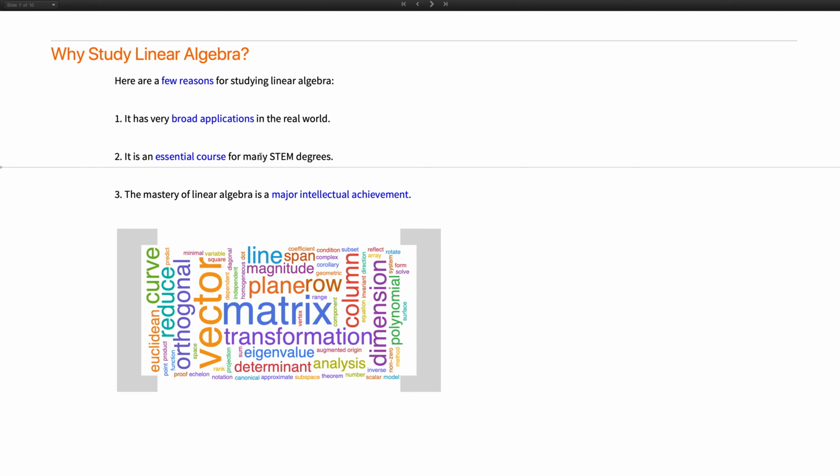Now, even if all that were not true, I would say that learning linear algebra is a great thing because linear algebra is a major intellectual endeavor, and to study it is a major intellectual achievement. So I would say that to study linear algebra is to master one of the most important branches of modern mathematics, and I strongly urge you to do it with this course.